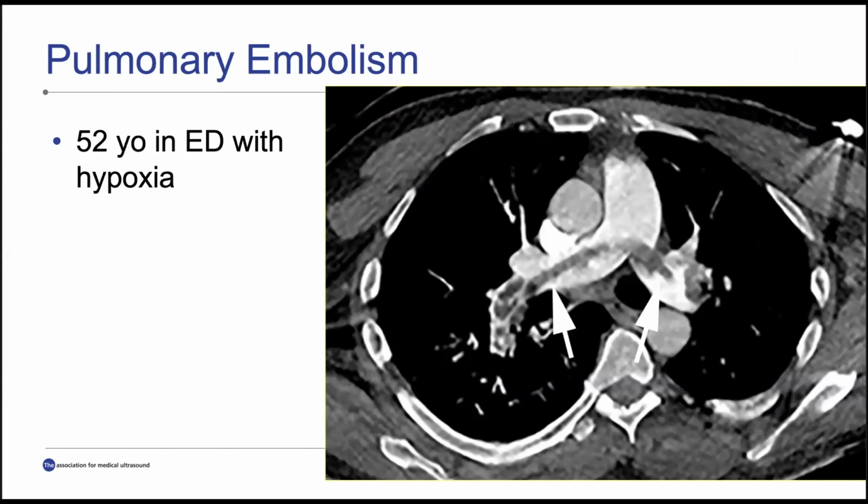So here's a scan from a 52-year-old who presented to the emergency department with hypoxia. And this is an image from a chest CAT scan. The arrows point to these dark linear areas. This is pulmonary embolism. The white areas are the contrast material within the pulmonary arteries. And you can see here that the clot is projecting from the main pulmonary artery into the right and left pulmonary arteries. This is a saddle embolus, which is very severe and causes marked blocking of these blood vessels, of course, which produces a very severe situation.